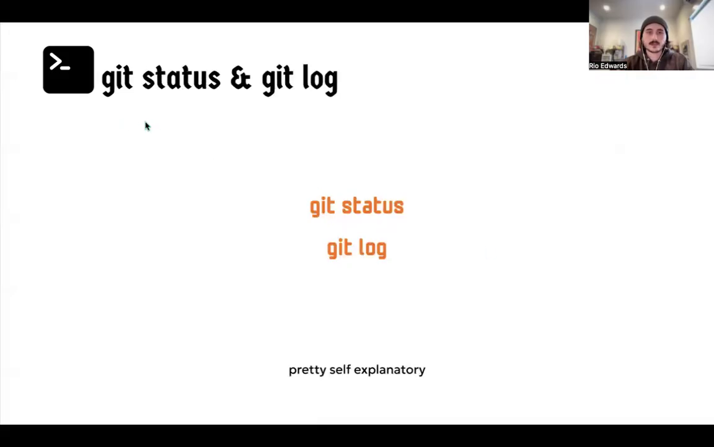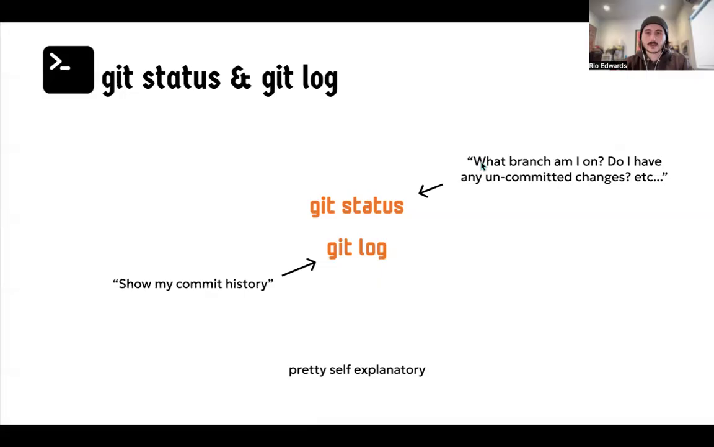Okay, another command, two more actually, git status and git log. Git status is a way to view your current state, and git log is a way to see your history. So git status says, what branch am I on? Do I have any uncommitted changes, etc.? And git log says, show me my commit history. So if you want to go back to a previous commit, you would run git log, because git log shows you a log of all of your previous commits, which again are like checkpoints.